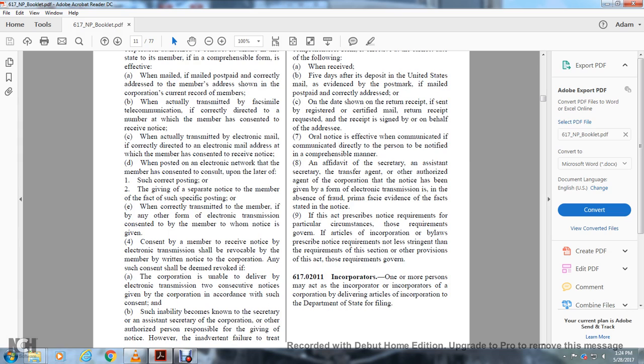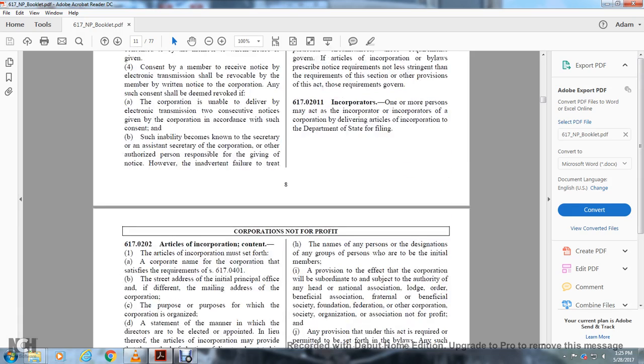617.0201 Incorporators. One or more persons may act as the incorporators of the corporation by delivering articles of incorporation to the Department of State for filing.